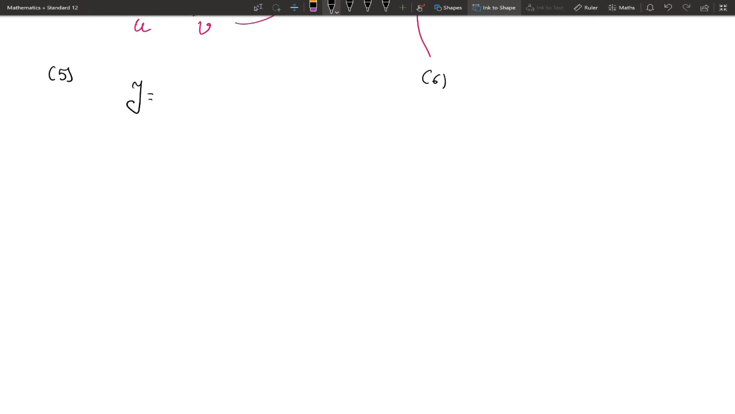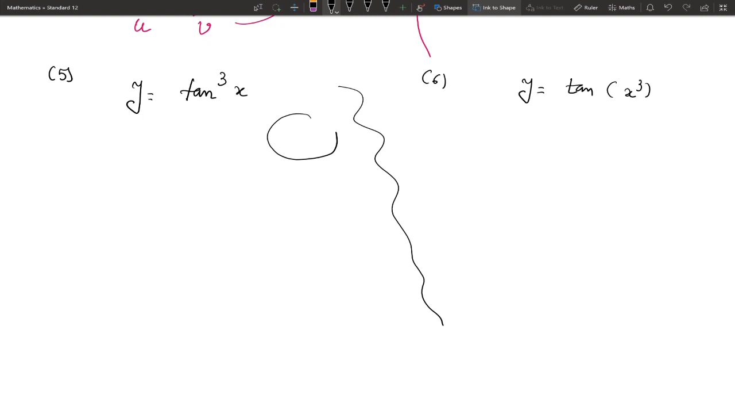Y equal to tan cube x and y equal to tan of x cube, so that you can observe the difference simultaneously. Here it is tan cube x, so it is nothing but tan x whole raised to 3, while this is tan of x cube.